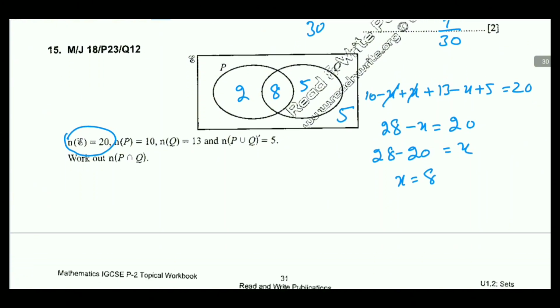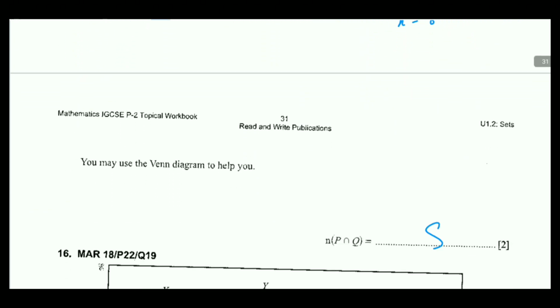Okay, now what you have to do, we just found x here. So now we have to work out n of P intersection Q. Now you can see this is the P intersection Q part. So P intersection Q's value is 8. So 8 is the answer. 8 is the final answer.